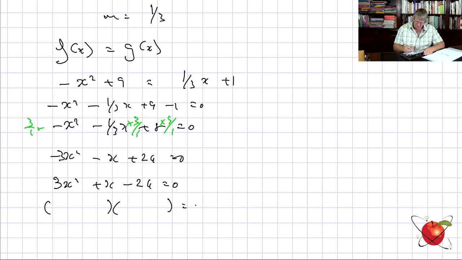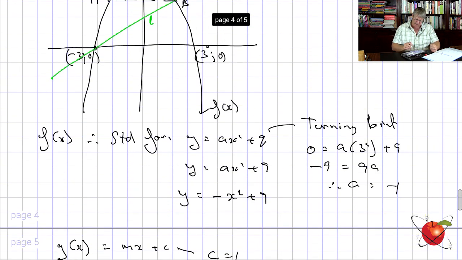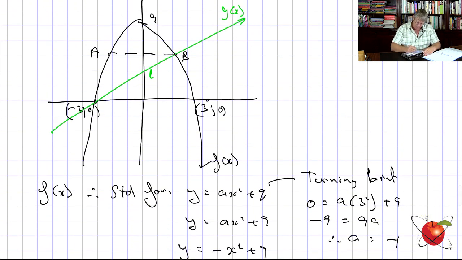We then factorize this. That is 3x minus 8 and x plus 3, which gives us 3x minus 8 equals 0, remember, we split, and x plus 3 equals 0. Therefore, x equals minus 3, and x equals 8 over 3. So now we know the x coordinates, don't we? We can go back. Your x coordinate is 8 over 3. How do I find y?